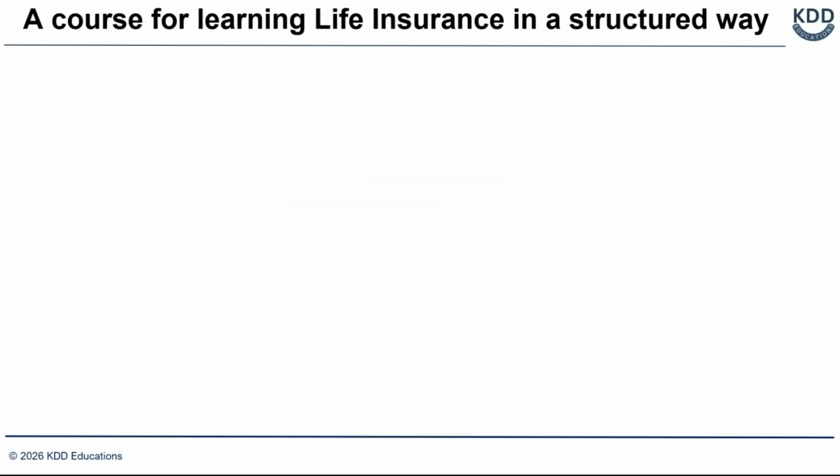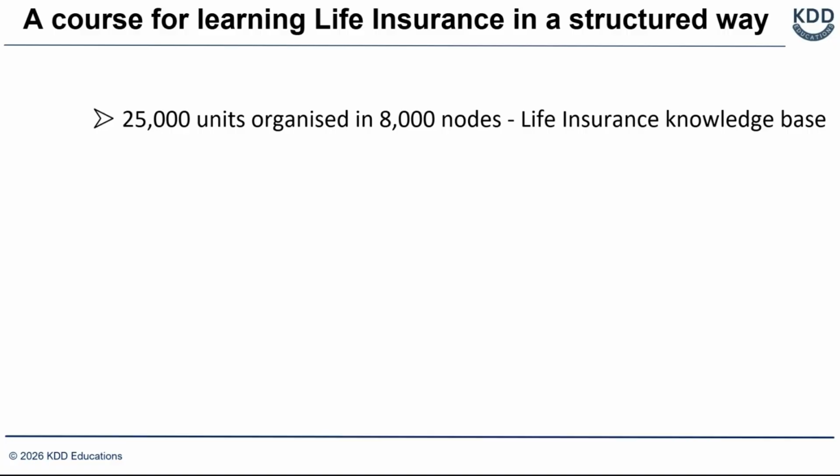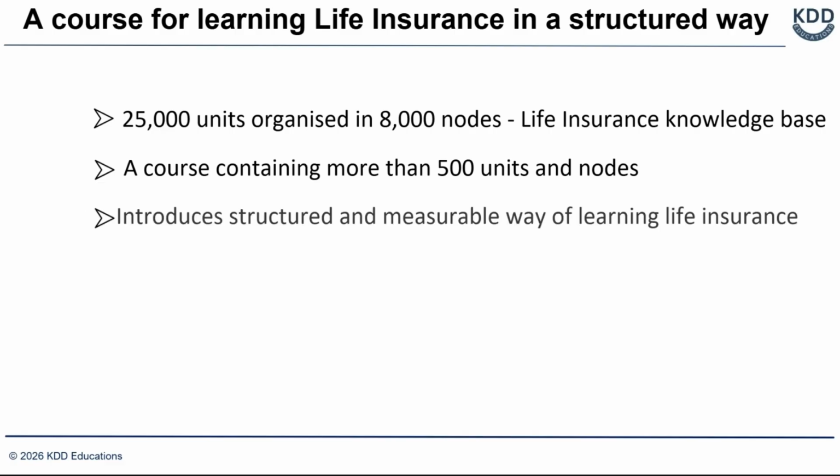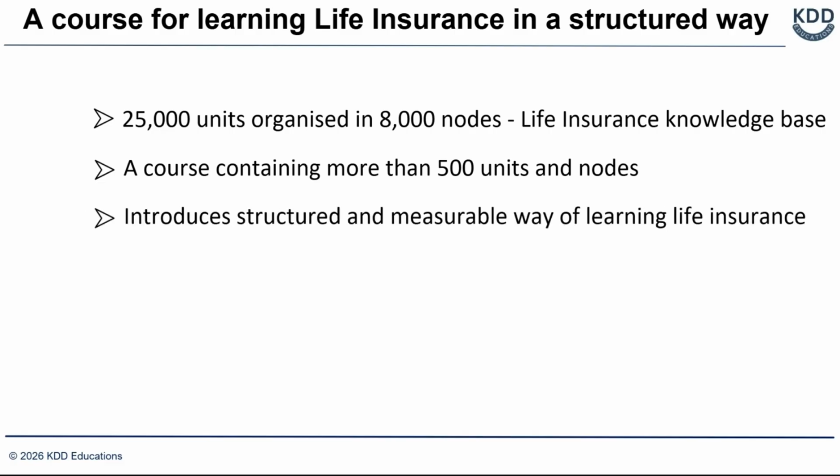KDD Educations estimates that 25,000 units of information contained in 8,000 nodes may act as a single source of truth for life insurance knowledge. Based on this concept, a course has been created using more than 500 units of information and nodes, introducing for the first time a structured and measurable way of learning life insurance. The structure also helps learners expand detailed knowledge related to their day-to-day work.